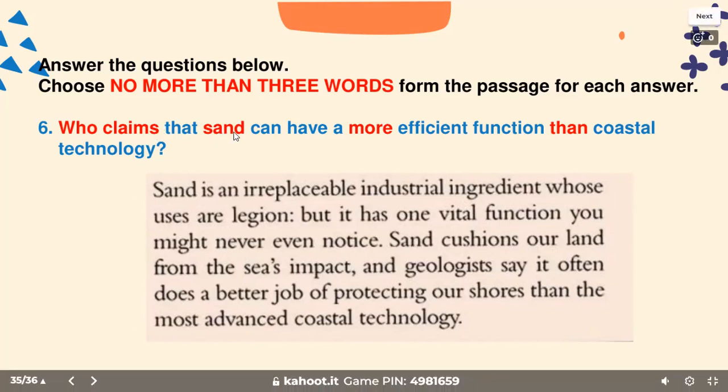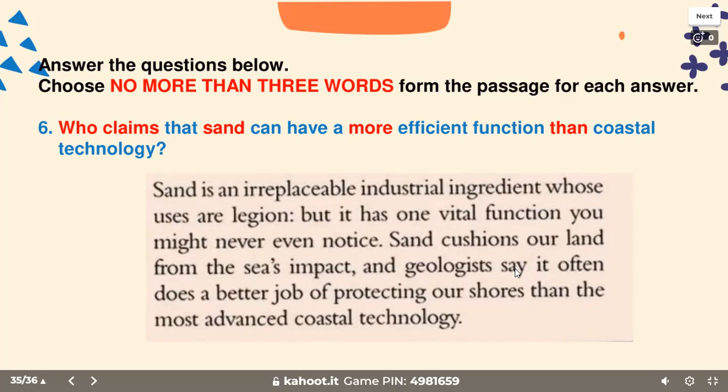That sand can have a more efficient function than coastal. Now here, what is the function of this sentence? More than. What is the function of this sentence? Comparative. Excellent. Yes, the writer is comparing. I see where the comparison is. Okay, and who claims? Now I need to scan for a person. Sand, irreplaceable, ingredient, function, legion, might, never, cushions, land, often. Here we have the word say. What does it equal?